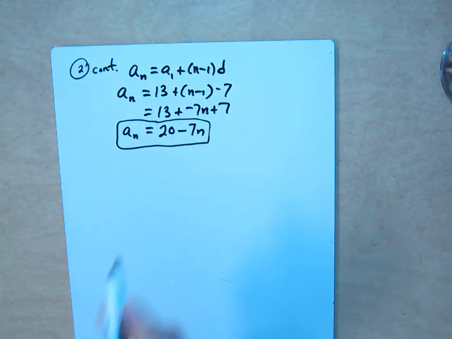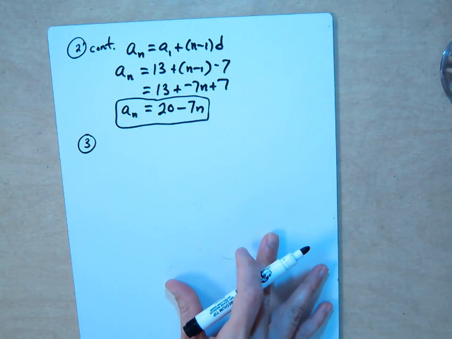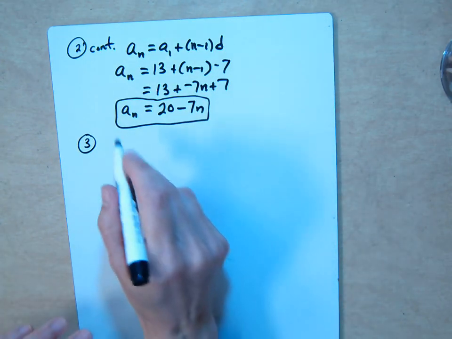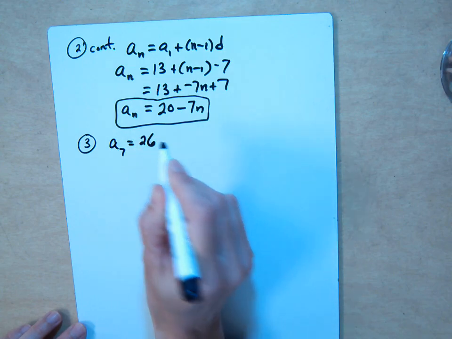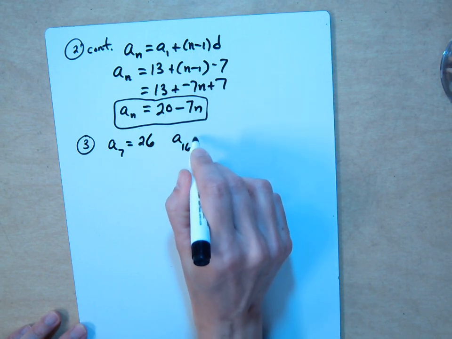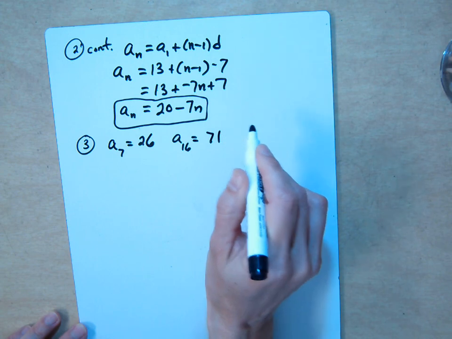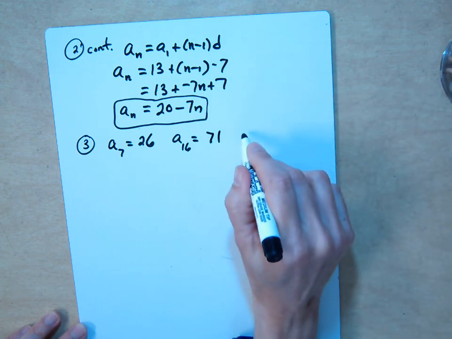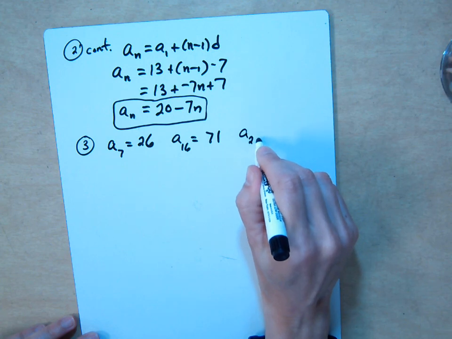Okay, and now last but not least example is, now I'm going to tell you that the 7th term is 26. I'm going to tell you that the 16th term is 71. And now, again, the same directions. What is the 20th term, and what's the general formula?